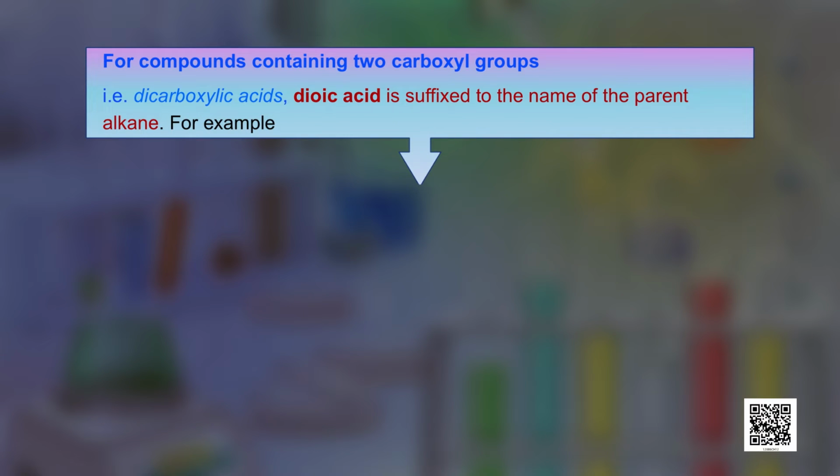Let us now see how the compounds containing 2 carboxyl groups are named. These compounds are called dicarboxylic acids, and we suffix the word dioic acid to the name of the parent alkane in their names.